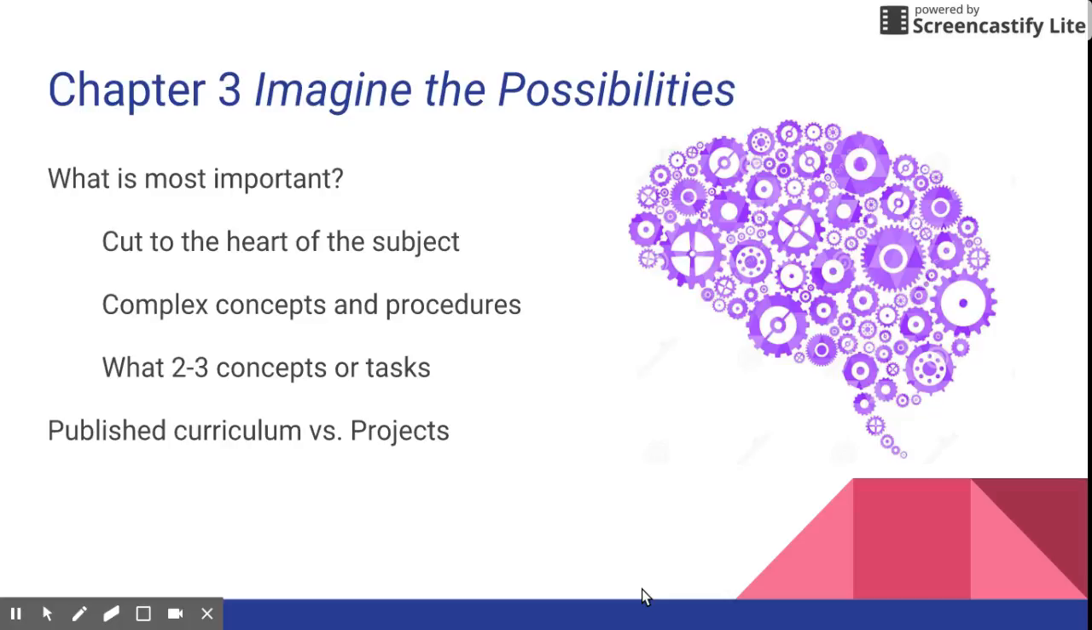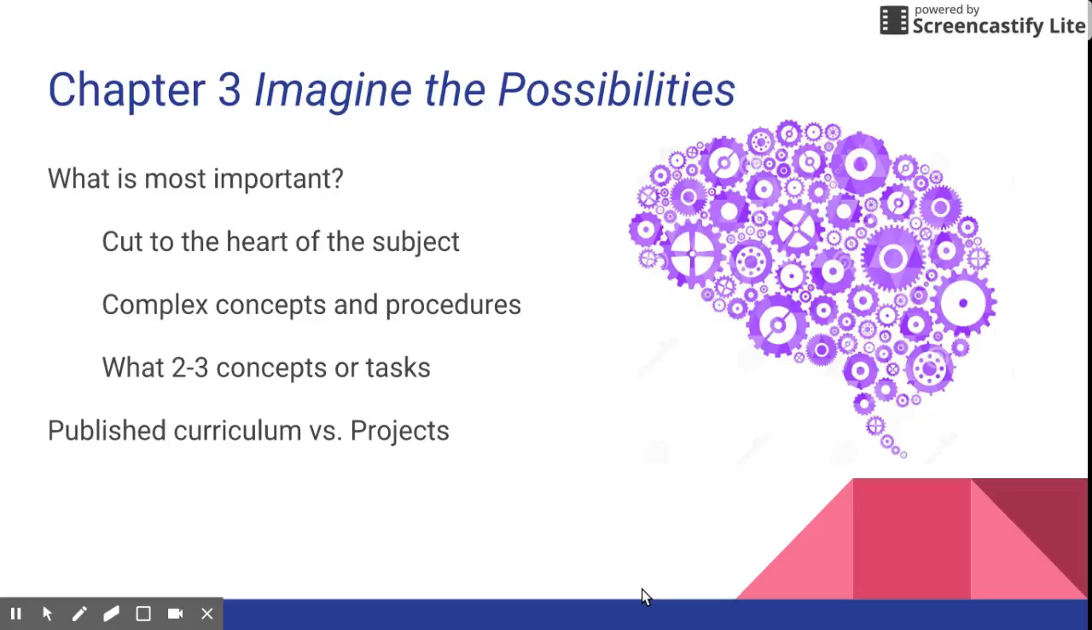So what are some complex concepts or procedures of your subject that if you studied with your students, you felt they absolutely had to leave the study session with? These are things that you would think if your students didn't learn these, your lesson would be considered a failure. So you want to cut to the heart or cut to the chase.